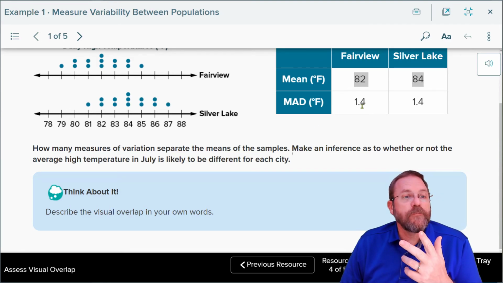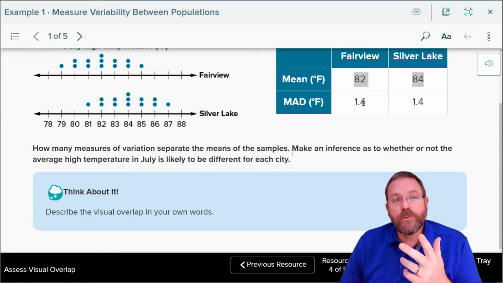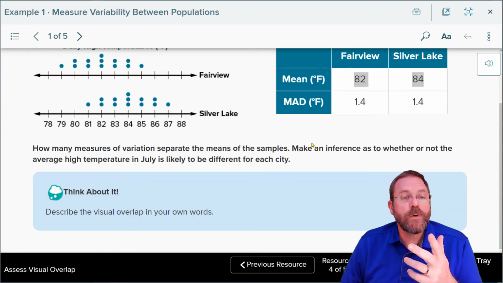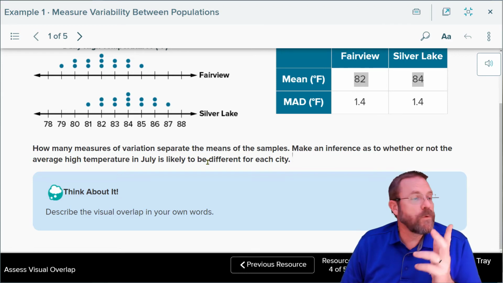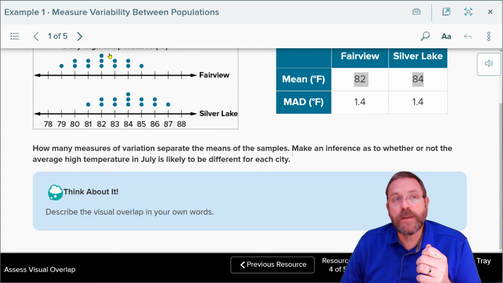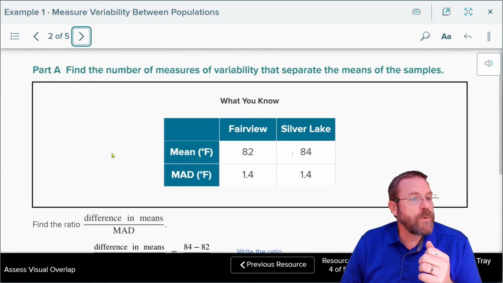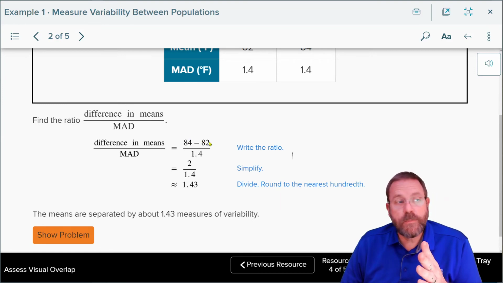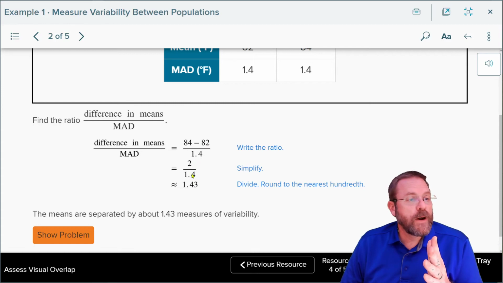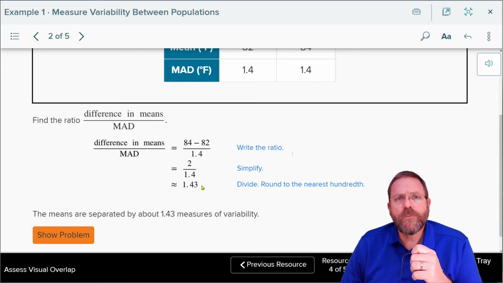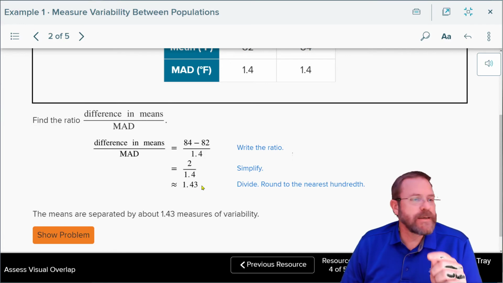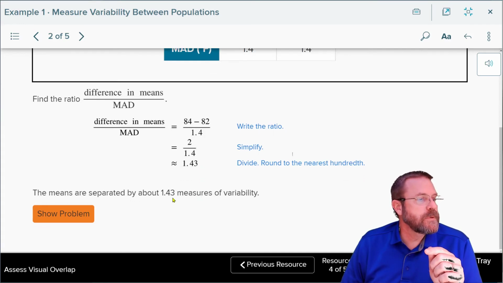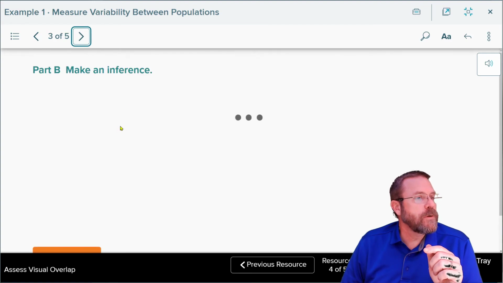And you can take that and divide it, of course, by the mean absolute deviation of 1.4, and that's how we're going to end up making our inference about whether or not the average temperature in July is likely to be different in each city. So, what do we know? We're going to plug in 84 minus 82, just like I said a minute ago. That gave you 2, divided by the 1.4, and that gave you 1.43. Now, is 1.43 greater than 2 or less than 2? It is less than 2.